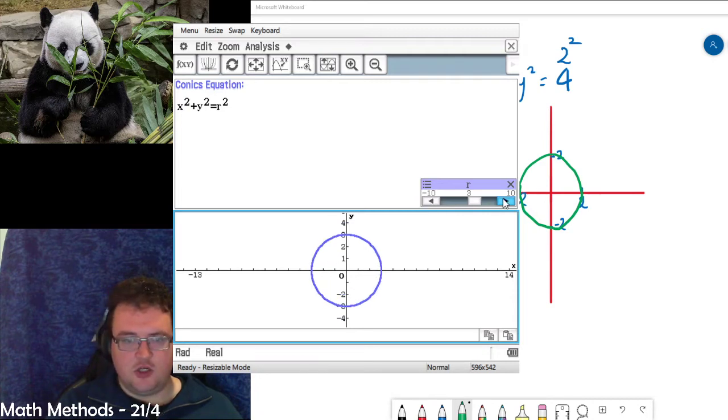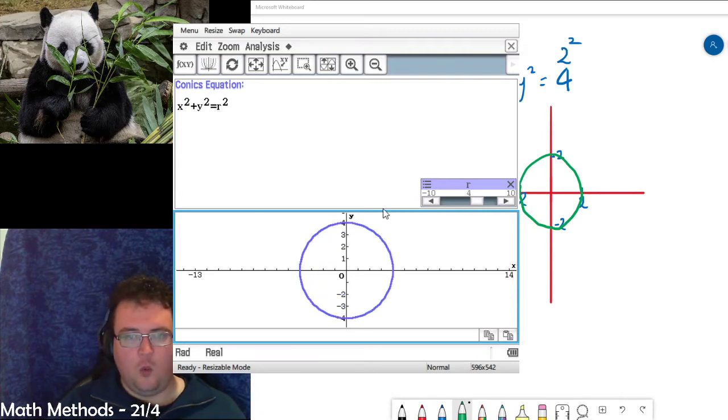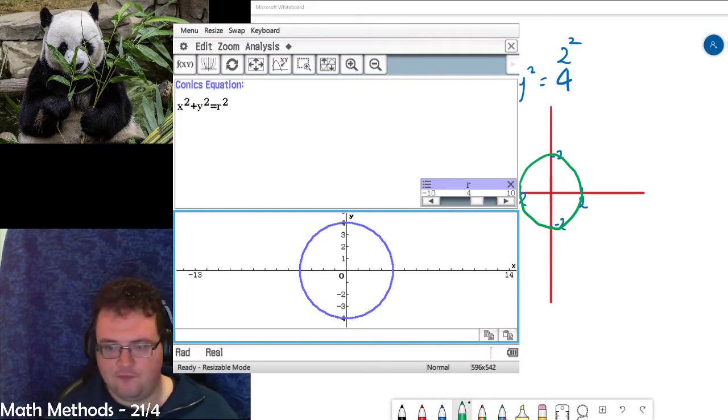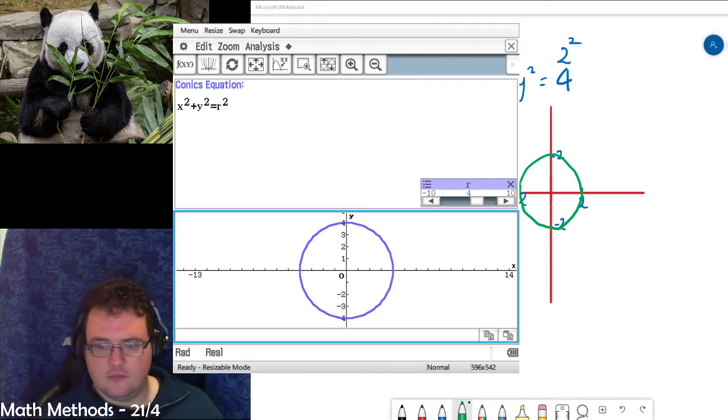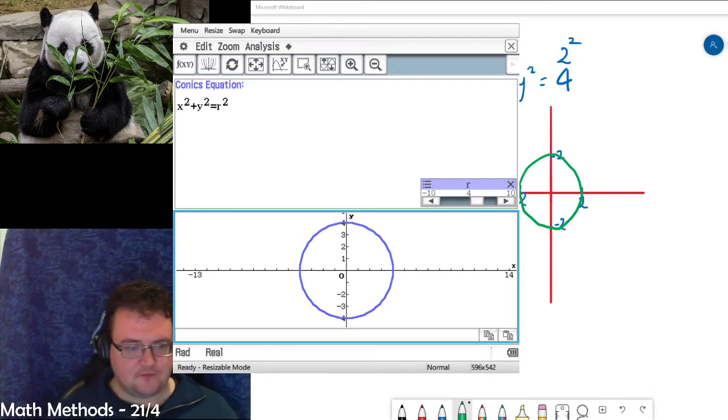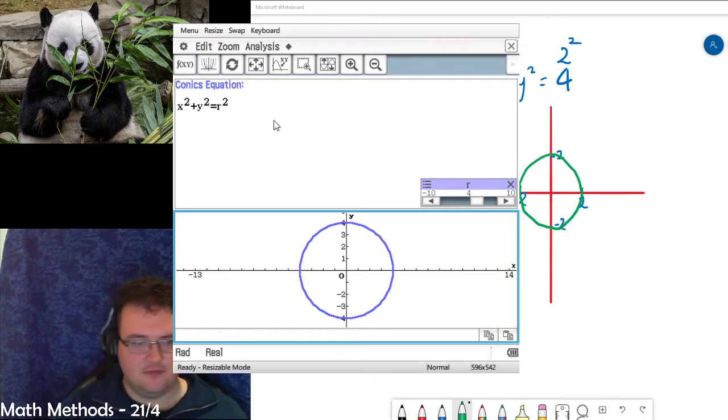Now, what we can also do is, currently, where is the center of this equation? Where is the center of my circle? It's at the origin. So because the center is at the origin, there's a value in here and a value in here that determine where the centers are. Yep, 0, 0.